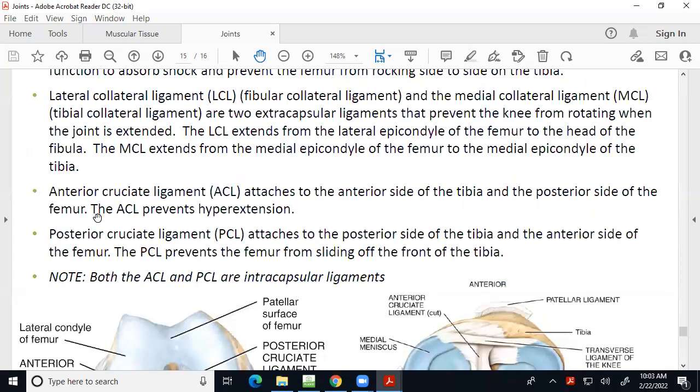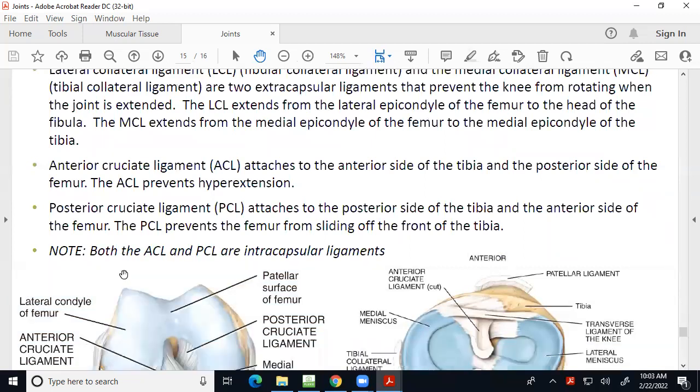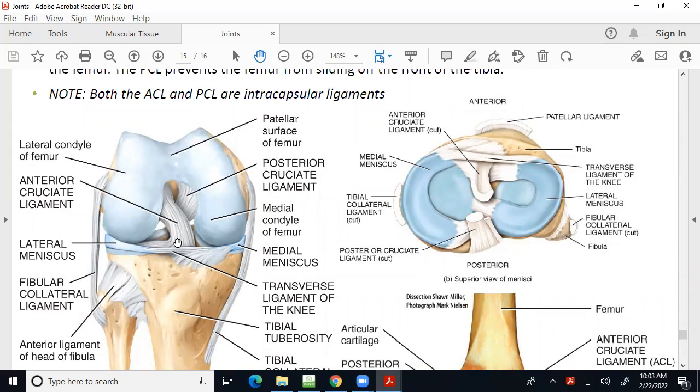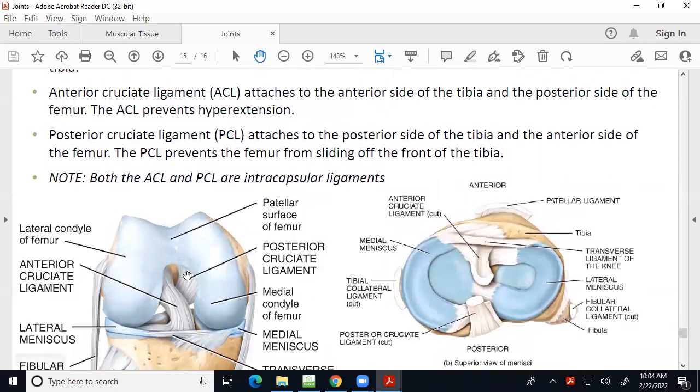Whereas the last two structures I want you to know also have a similar abbreviation, ACL and PCL, except now notice what the C is abbreviating. Before, in the case of the LCL and the MCL, it's collateral. In the case of the ACL and the PCL, it's cruciate. That's because that term refers to the fact that they crisscross, they form an X in the knee. Okay, these are intracapsular, so they're inside of the joint. The one we see better here in our anterior view is the anterior cruciate ligament. That's because it's on the front side of the tibia. It originates on the anterior side of the tibia, and then it attaches to the posterior side of the femur.